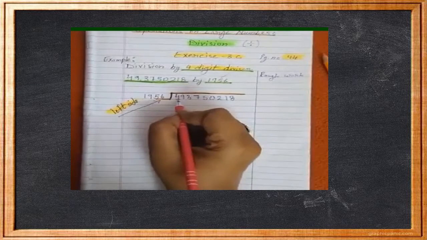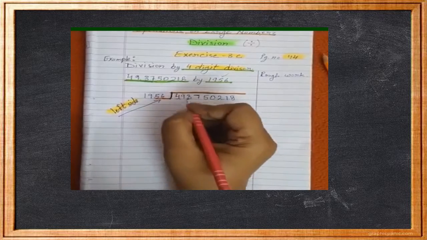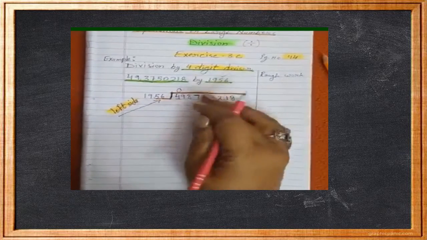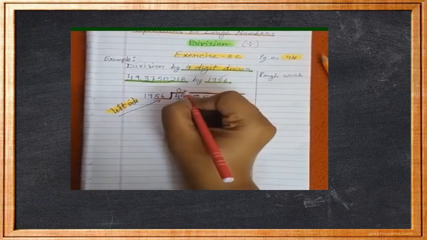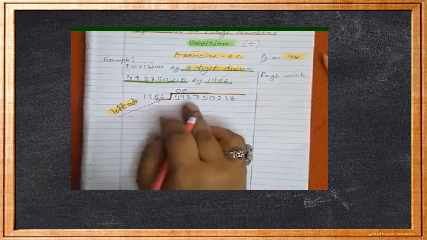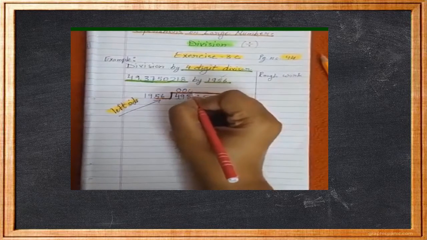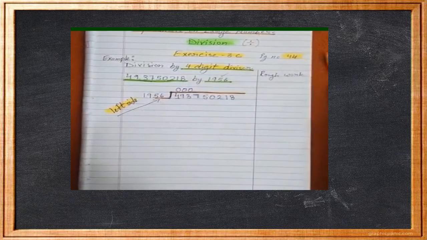Yes, 4 is smaller than or bigger than 1956? Smaller. So put 0 here. Then take 9. Now 49 is bigger or smaller? Again 49 is smaller. Put another 0 here. Now take 3 also. 493. Is this number bigger than 1956? No, smaller. So put it here, children. Yes. Now take 7 also.